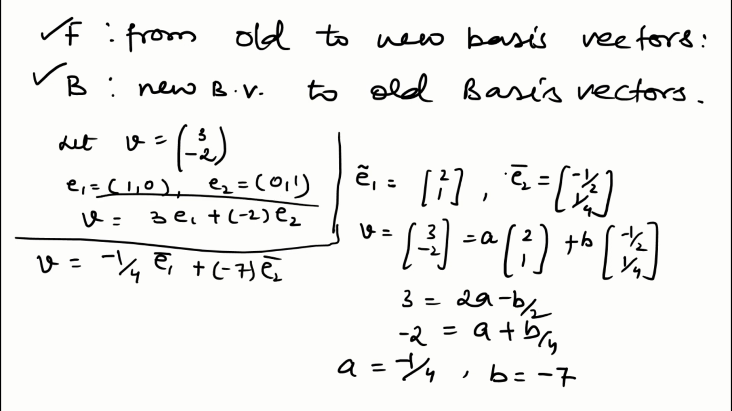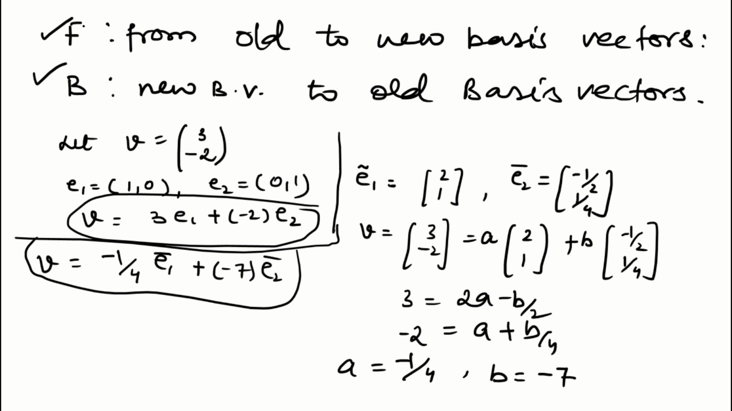So this is the representation of V in the old coordinate system, and this is the representation of V in the new coordinate system. As you can see, when you are changing the basis vector, the components are also changing, right? So here from 3 to minus 1 by 4 and minus 2 is transformed into minus 7 when you are changing the basis vector, or you can say when you are moving from one coordinate system to another.